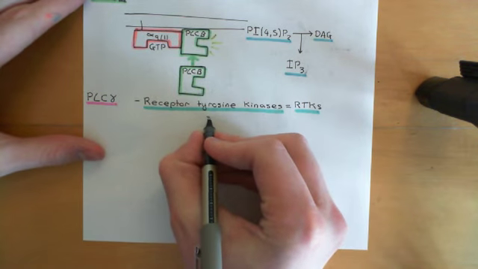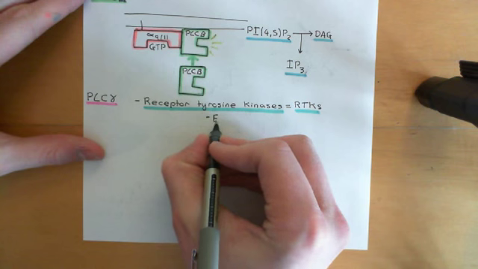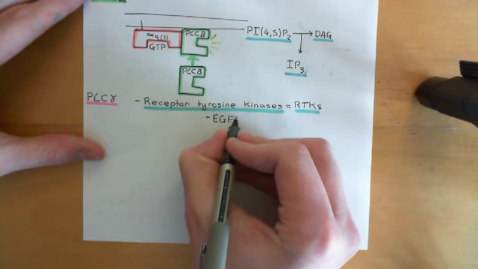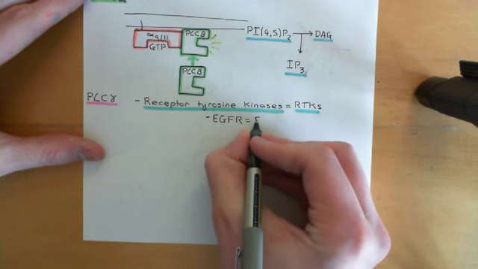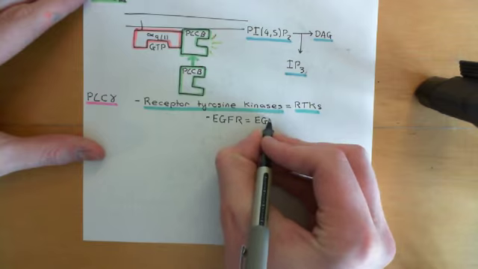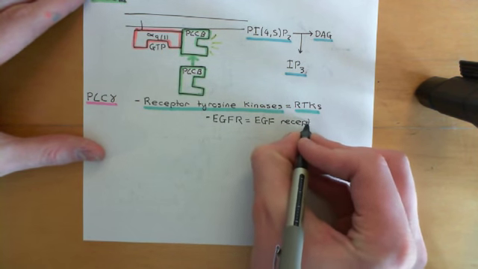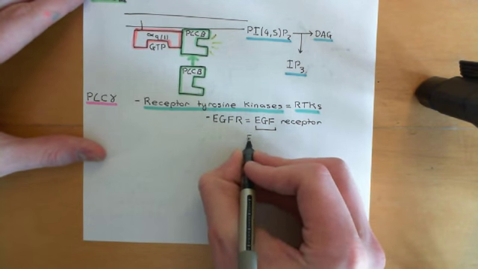So the archetypal example of a receptor tyrosine kinase is the epidermal growth factor receptor, the EGFR. So this stands for epidermal growth factor, that's the EGF, and then the R is clearly for receptor. So I suppose I probably should write out what EGF stands for.